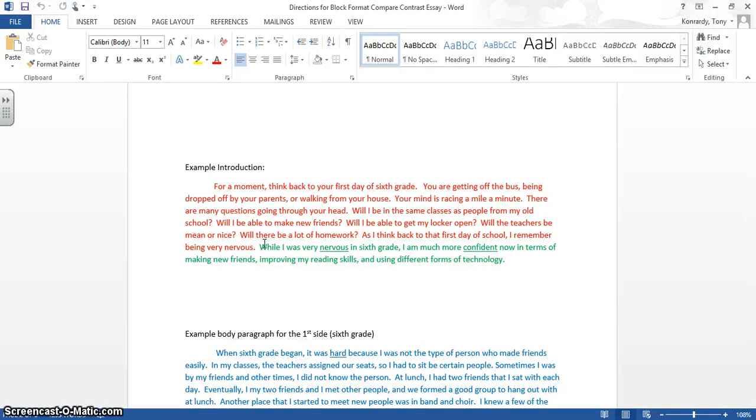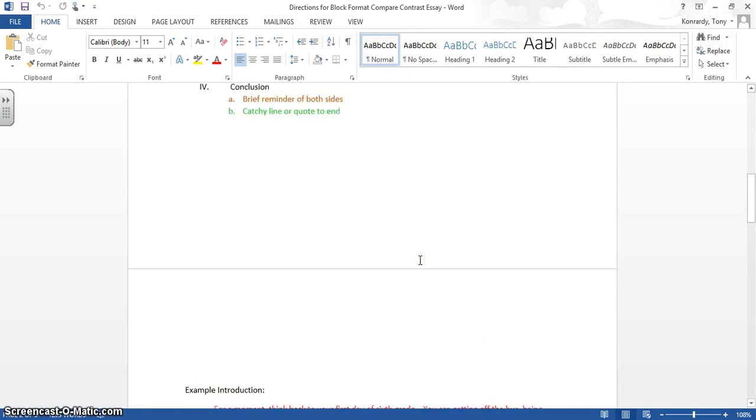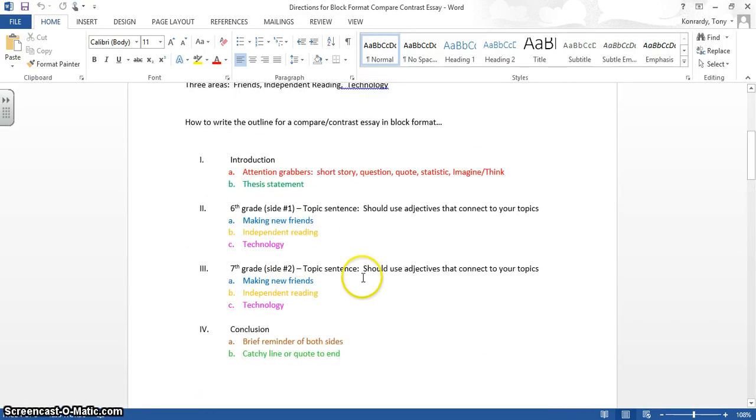And it says, while I was very nervous in 6th grade, I am much more confident now in terms of making new friends, improving my reading skills, and using different forms of technology. Notice I put in my 3 areas: making new friends, improving my reading skills, and different forms of technology. Okay, those are in the exact same order as they appear in my outline.